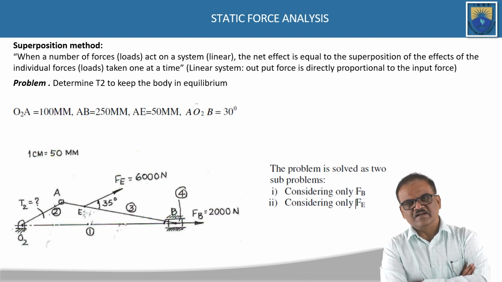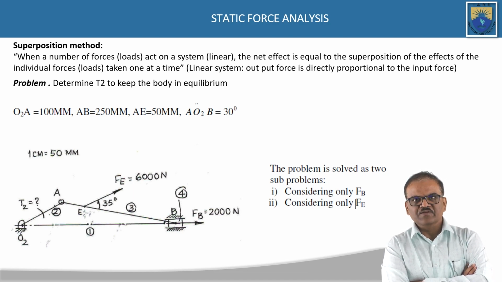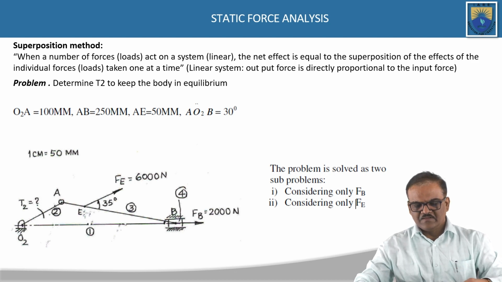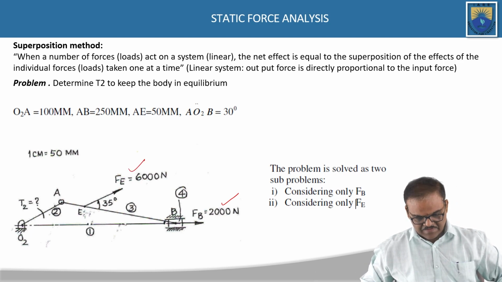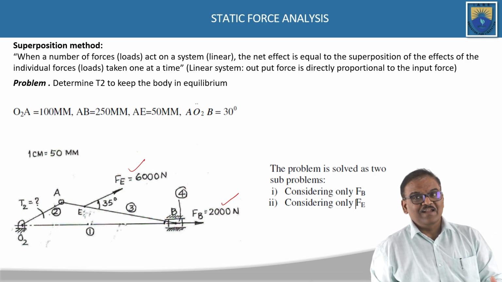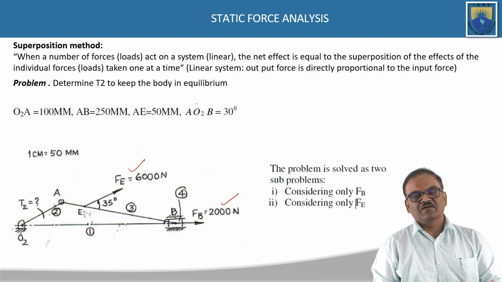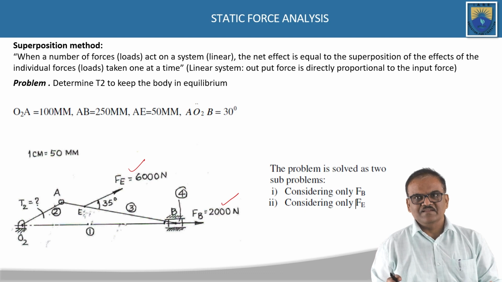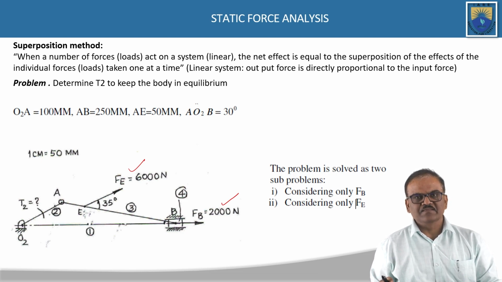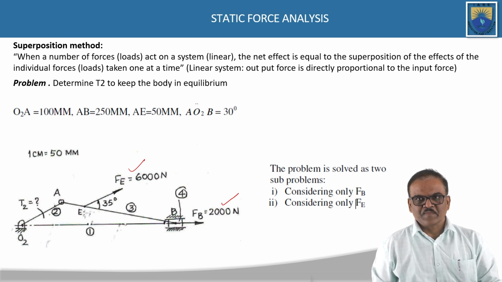The concept that we have to understand is, in the problem shown below, there are 2 loads, load FB and load FE, acting upon the slider crank mechanism, and we have to find the net effect to get the required torque to keep the system stable. For that, we will ignore the force FE at point D initially, apply the force FB, and determine the required torque on link O2A, that is T2. Then we will ignore FB and see the effect of FE.